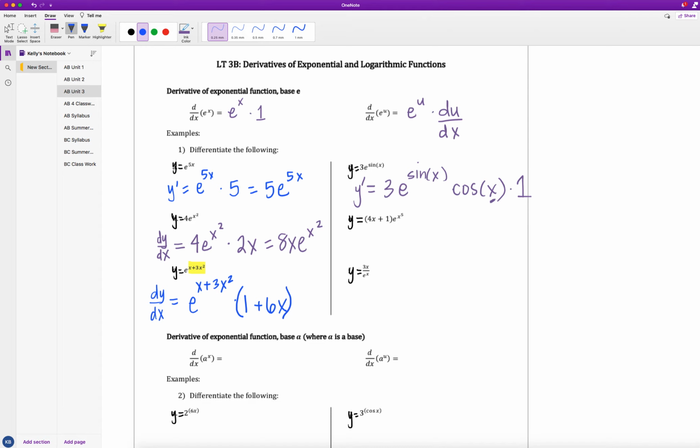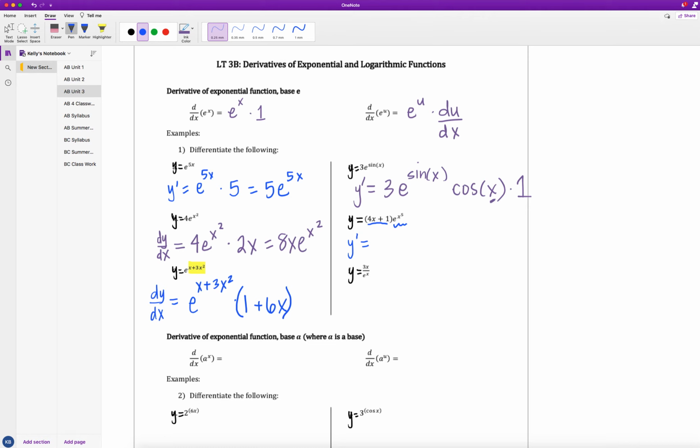So in example E, we have y equals 4x plus 1 times e to the x to the 5th. Here I have a product of functions, since I have this 4x plus 1 and that exponential function. What rule or rules will I have to use to take the derivative of example E? In this case, I'm going to have to use a product rule, since I have a product of functions. I will also be using a power rule and a chain rule as well.